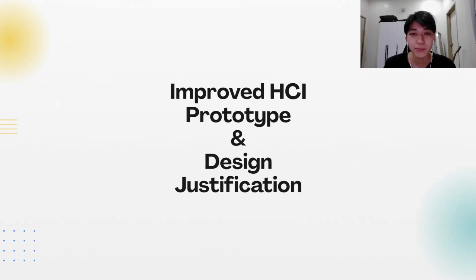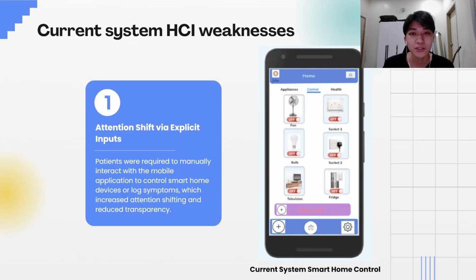I'm passing on and I'll talk about the improved HCI prototype and design justification for our system. The first HCI weakness in the current system is attention shift via explicit inputs. The patients were required to manually interact with the mobile application to control smart home devices, which can increase attention shifting and reduce transparency.